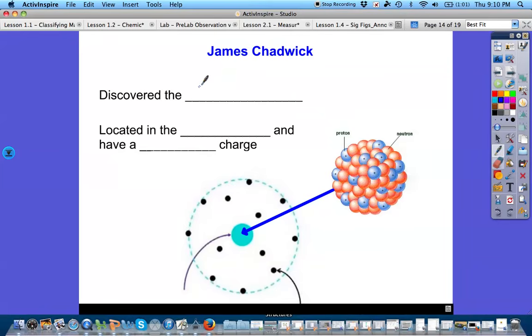James Chadwick, he discovered the neutron. And this is located in the nucleus. And the neutrons have a neutral charge. So I didn't give you any place to draw a model for Chadwick. All I want you to see is that the protons and neutrons are mixed together here, and those are held within the nucleus.